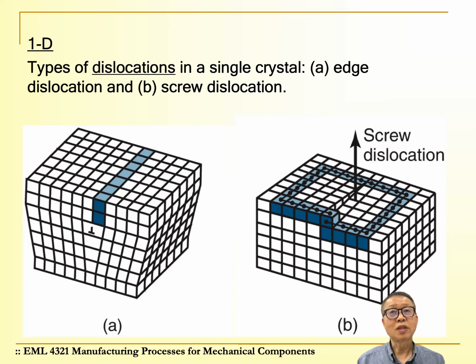And screw dislocation happens just like a screw is formed. Basically, when you start from one end and go around in a circle, it is supposed to come back to the original position, but due to the imperfection, a staircase-like shape is formed, and this mismatch is called screw dislocation. So there are two types of dislocations. One is edge dislocation in A, and another one is screw dislocation in B.